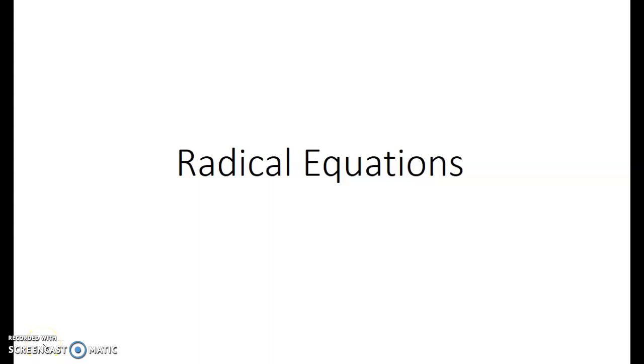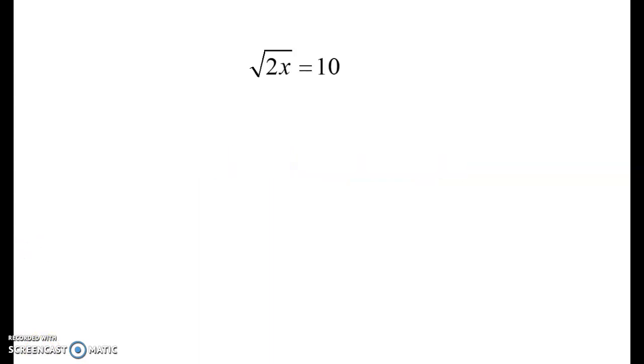Today we'll be solving radical equations. What a radical equation is, very simply, is an equation that has a square root inside of it, or as part of the equation. These are special equations because there are certain things you have to do and be aware of, and it's very similar to the absolute value equations that we were doing a couple days ago.